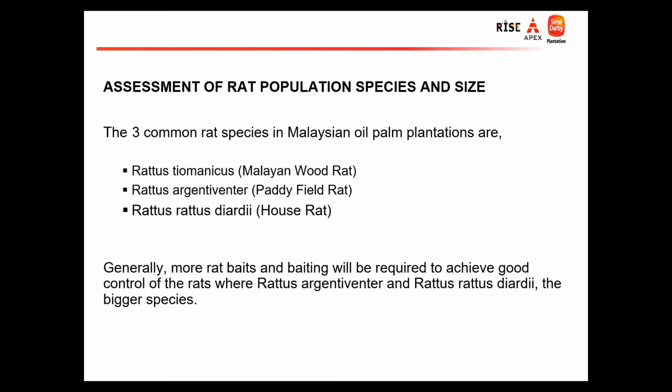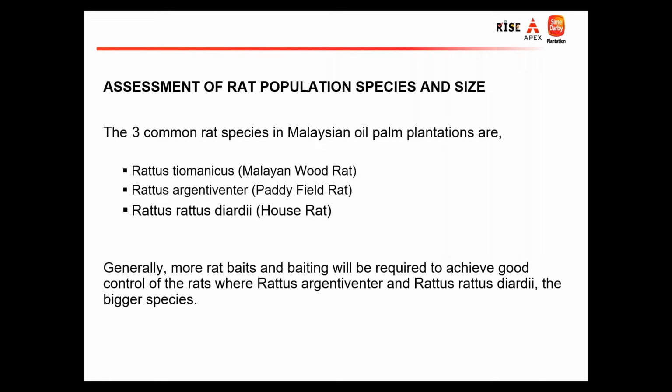Okay, assessment of the rat population, the species composition, and the population size. This is important because over the years, especially now, the dominant species are no more like before. We have Diardii now. Probably you have mostly the Tiomanicus or Argentiventer. In the last few years, we do a lot of trapping in some of the coastal estates. Most of it the Tiomanicus and Argentiventer. We don't get any of the Diardii anymore.